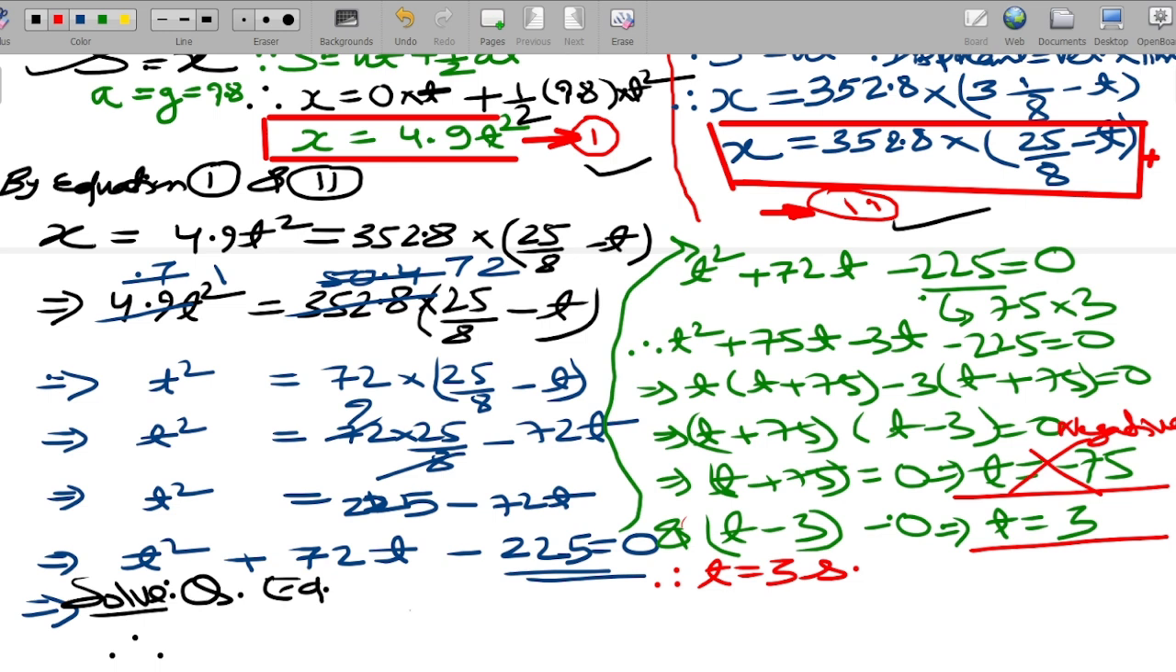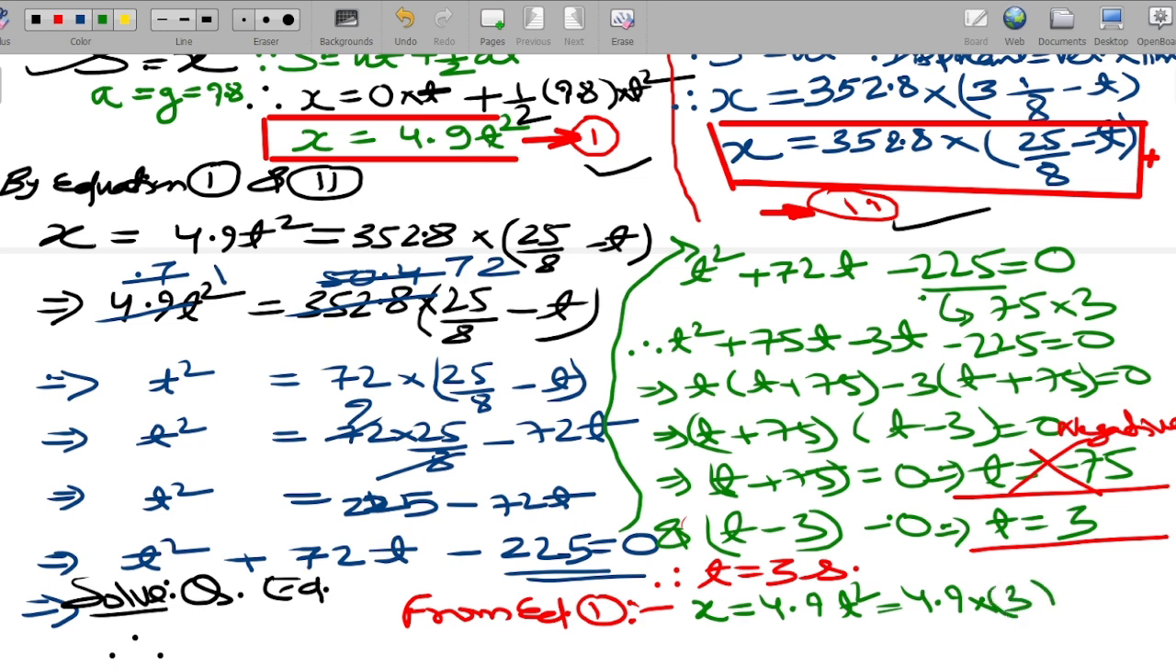We have the value of time, that is 3 seconds, and 31 by 8 seconds is the total time for the entire round trip journey, right? To and fro, both parts of the traveling: the first part where the stone is traveling, and then the second part where the sound is traveling.